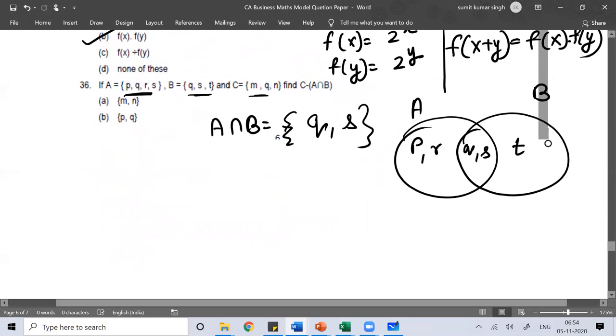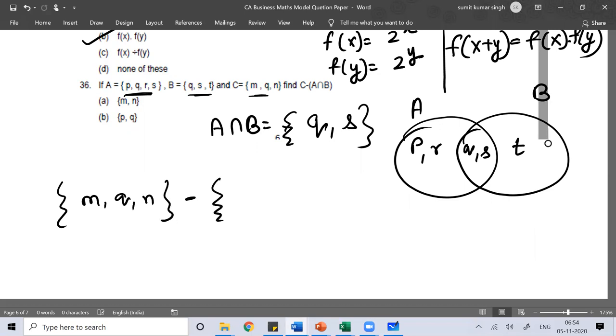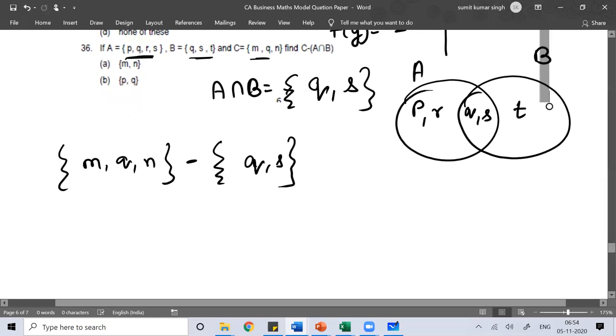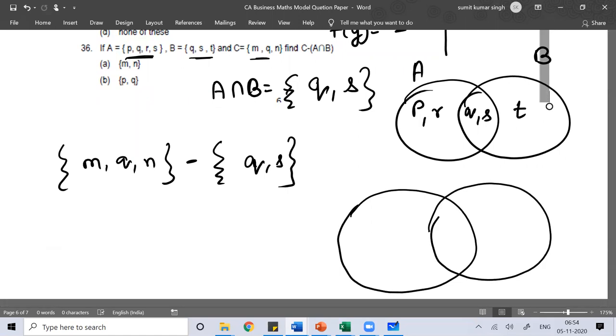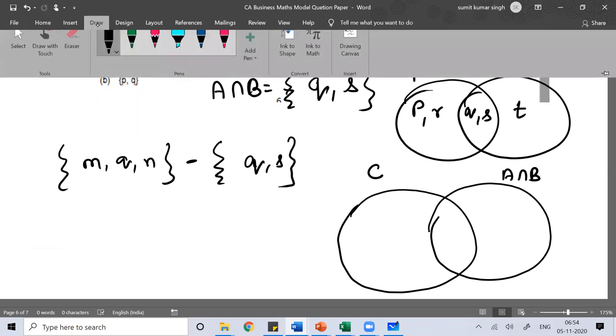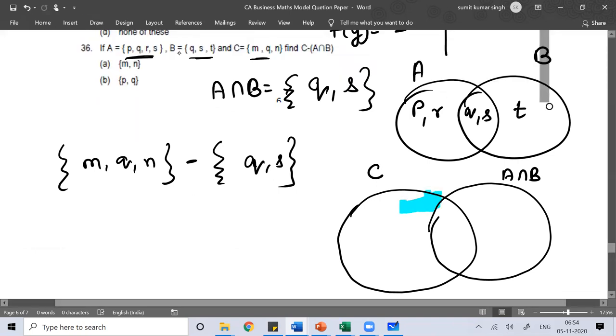Then what is C? C is M, Q, N. This is the set. From this, if you subtract Q and S, so if this is A intersection B, and this is C, what is C minus A intersection B? It means this area. What is C minus A intersection B? This area.